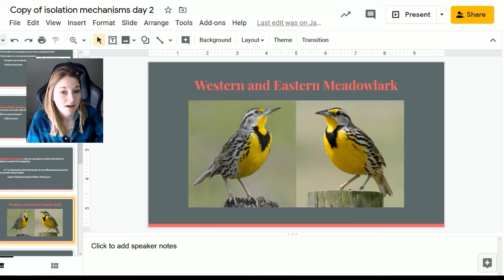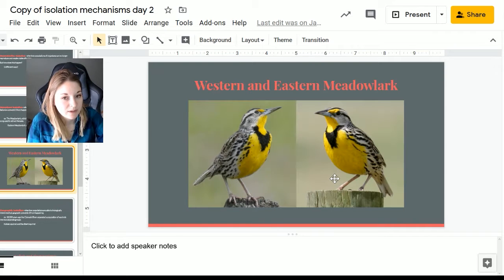Over time, this has allowed for these 2 different species to exist. We know they're 2 different species because if I took a western meadowlark and tried to breed it with an eastern meadowlark, they would either be unable to breed or their offspring would be sterile or not viable. That's one example. Again, they look very similar. They're in the same area, but based on behavior, in this case a song, they do not interbreed.